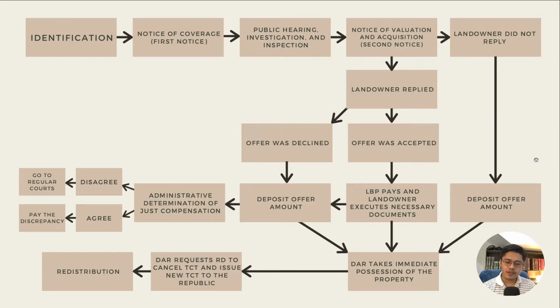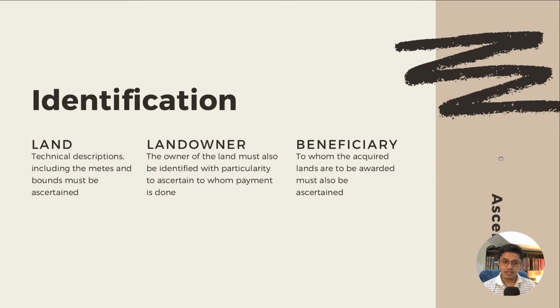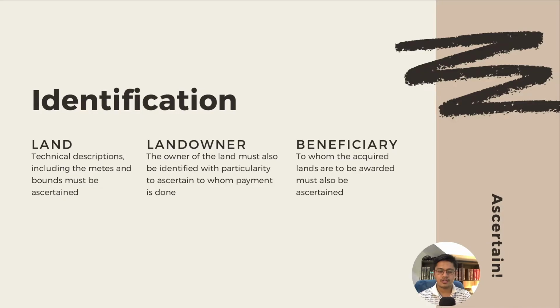Okay. The first point of discussion in this flow chart is identification. Identification, because it has to start somewhere. The whole process has to start somewhere, and the whole process cannot proceed without knowing who should be involved, what should be involved, and to whom the process is being undertaken.